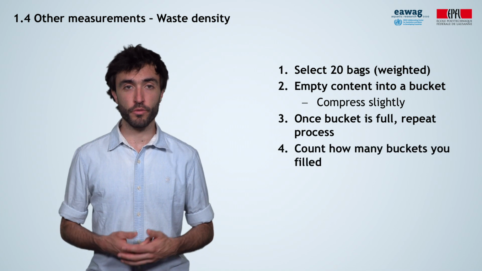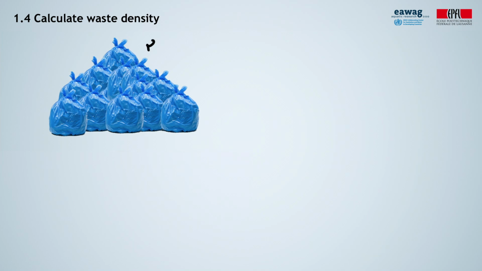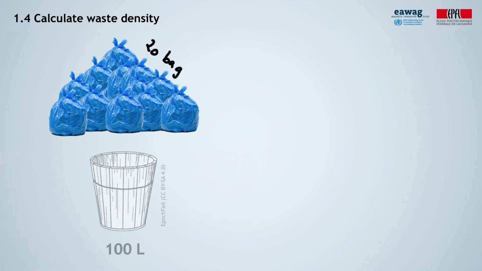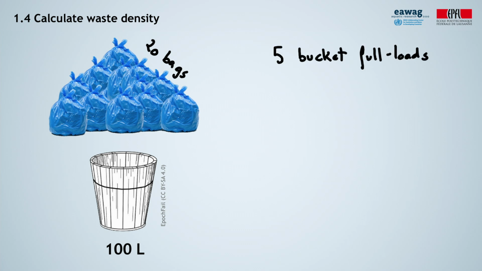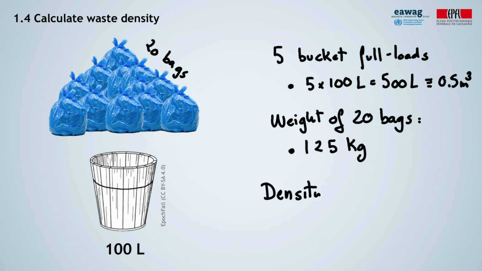Count how many buckets you've filled. Let's see an example. Assume we have 20 bags of waste and this bucket of 100 liters. We fill it 5 times with the waste from these 20 bags. That means that the waste has a volume of 500 liters, or 0.5 cubic meters. We have previously weighed the bags, which amount to 125 kilograms. The density will then be calculated by dividing the weight by the volume.